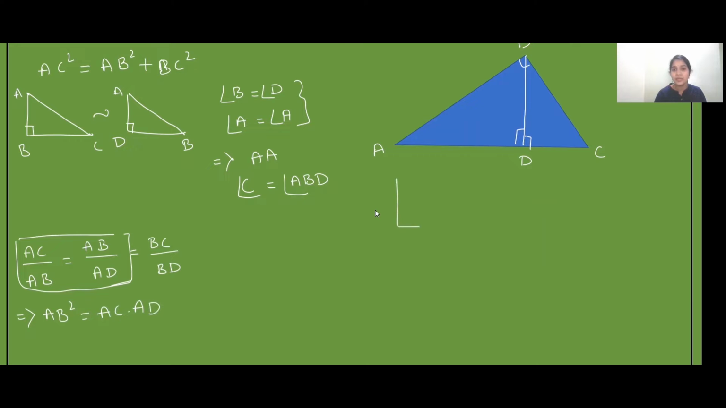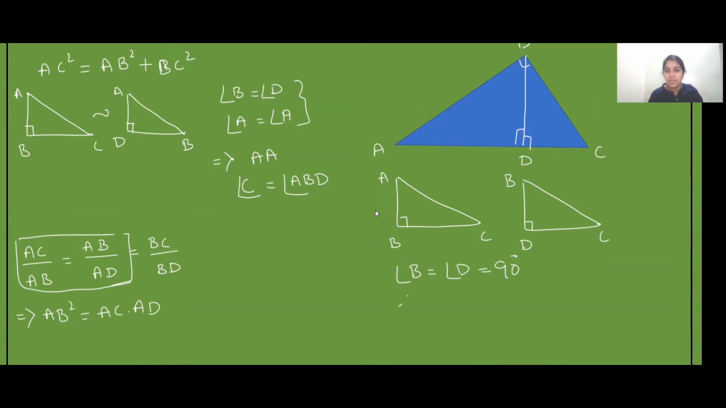Now taking the other two triangles, let us take the bigger triangle once again, the ABC triangle, and the other triangle, the BDC triangle. Here again, angle B is equal to angle D. Both are 90 degrees. We can notice that angle C is equal to angle C, these two are common. Again, by angle criterion, angle A will be equal to angle DBC. So by AAA criterion, these two triangles are similar to each other.